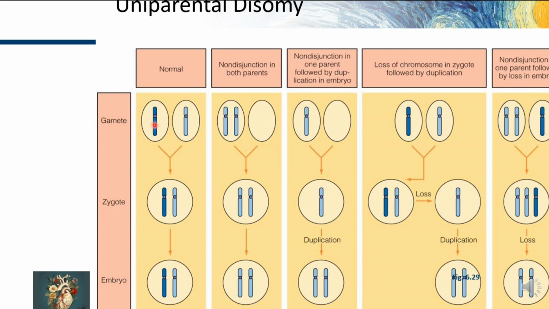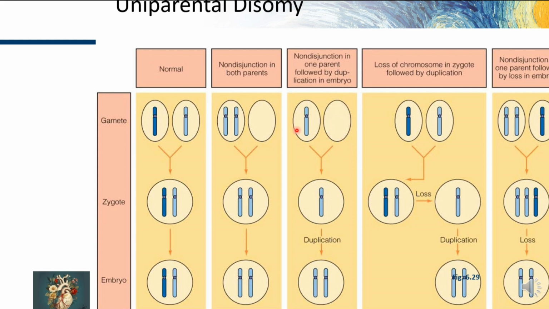These are the normal gametes having the haploid number of chromosomes, and after fertilization the diploid number is restored. In this variant, there is non-disjunction in both parents: one parent has both chromosomes present and the other parent has no chromosome. So all the genetic material is derived from the same parent, and it can lead to uniparental disomy. In this variant you can see non-disjunction in one parent followed by duplication in the other. This gamete is normal, and this gamete does not carry any genetic material.